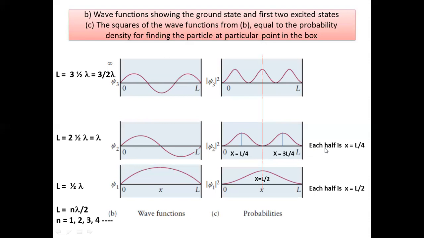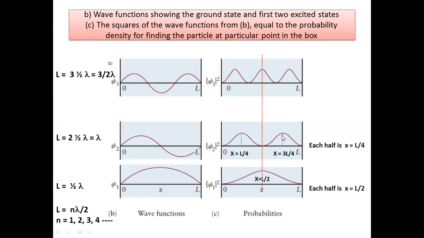I have just divided this whole length into 4, so each part will be L by 4. This is L by 4, this is 2L by 4, this is 3L by 4, and this would be 4L by 4. So where is the maximum probability? Over here it is 0, over here it is 0. The maximum is here, and the maximum probability of the electron is over here.